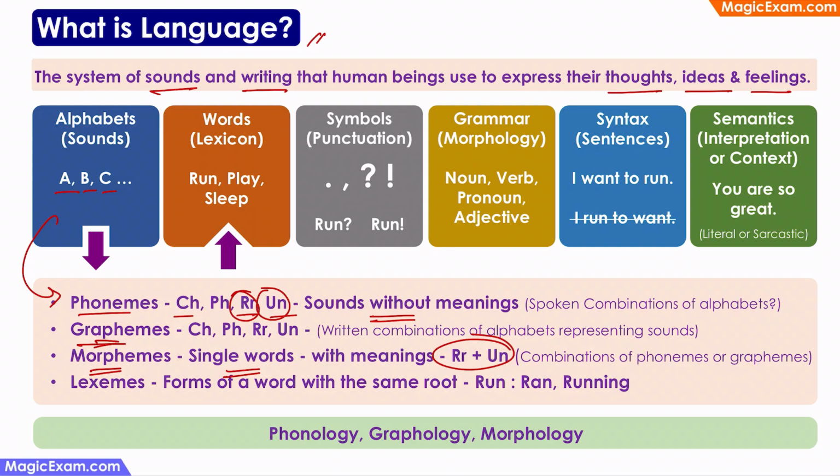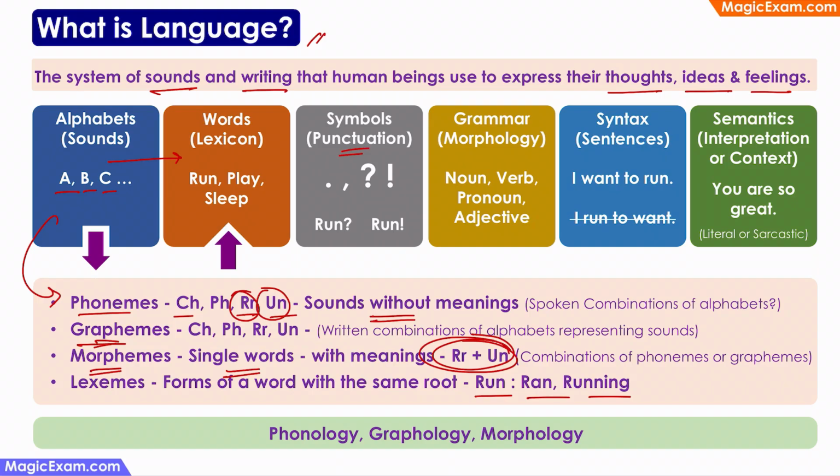Lexemes are forms of a word with the same root. For example, when we combine two phonemes r and an, when we make a morpheme, which is a word called run, then the lexemes of run can be run, ran and running. And now that we have seen how alphabets become words, then we'll look at punctuation.